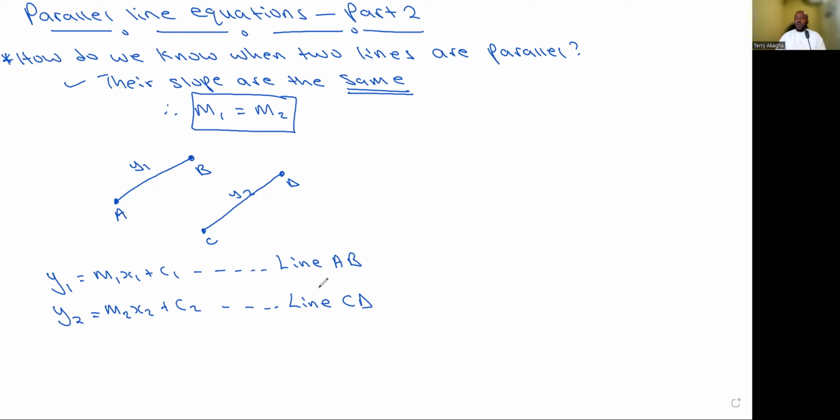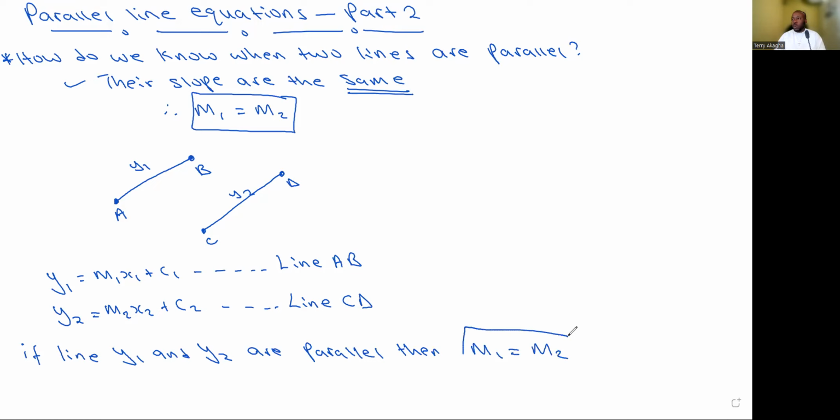So if lines Y1 and Y2 are parallel, okay? So if both of them are parallel, then M1 must be equal to M2. So if these two lines are parallel, the slope of the first line, AB, will be equal to the slope of the line CD.